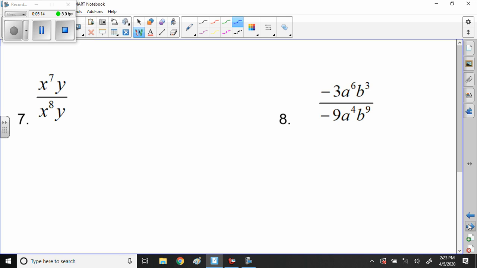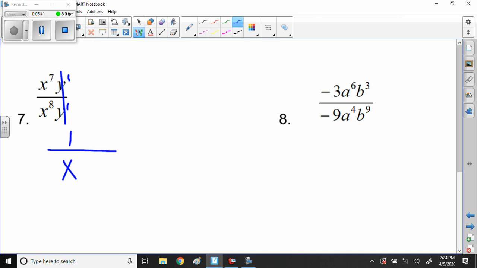Okay, on number 7, my larger x is in the denominator, so I'm going to place it downstairs, and then 8 minus 7 is 1, so we can put that there, or technically you can drop it because x to the 1 is just x, okay? And then really both of these are y to the 1, so what happens is 1 minus 1 is 0, so our y entirely cancels itself out, so we can just leave it.